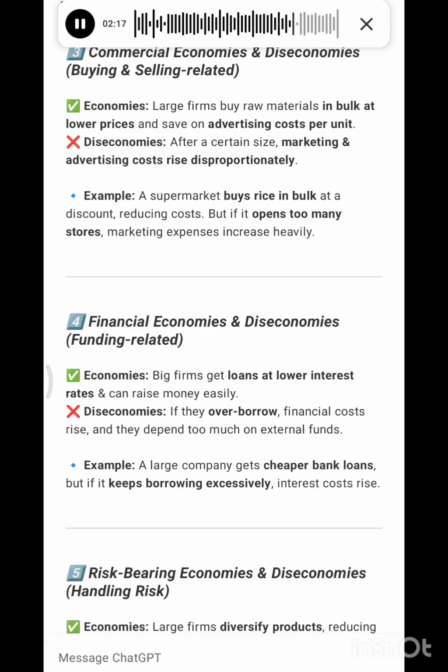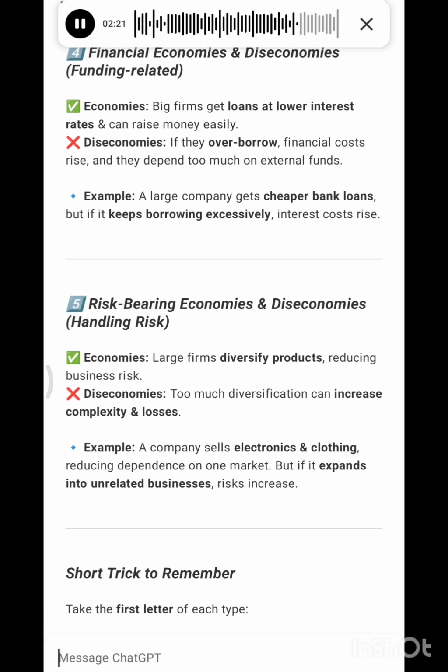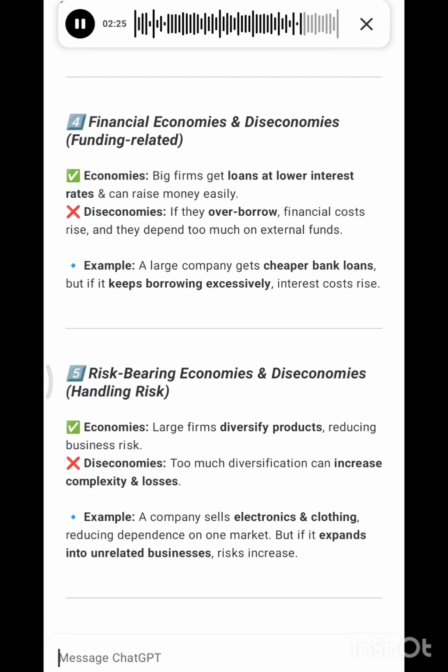5. Risk-bearing economies and diseconomies, handling risk. Economies: large firms diversify products, reducing business risk. Diseconomies: too much diversification can increase complexity and losses. Example: a company sells electronics and clothing, reducing dependence on one market. But if it expands into unrelated businesses, risks increase.